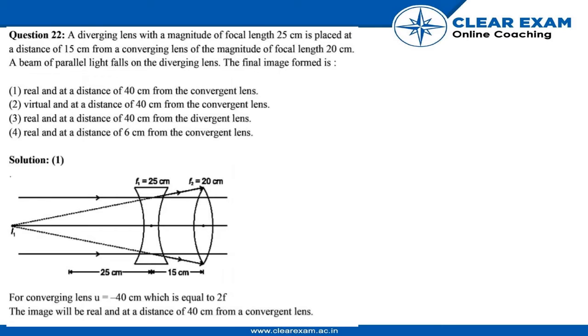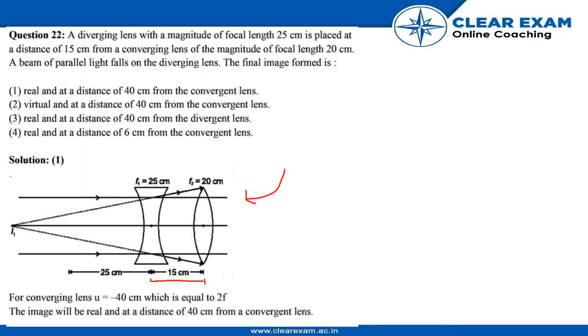So now let us first make a diagram. So from the question, the diagram we can form is like this. As it is given, the magnitude of focal length of 25 centimeter is placed at a distance of 50 centimeter, which means that the two lens has a distance of 50 centimeter in between them, and from that is from the converging lens.